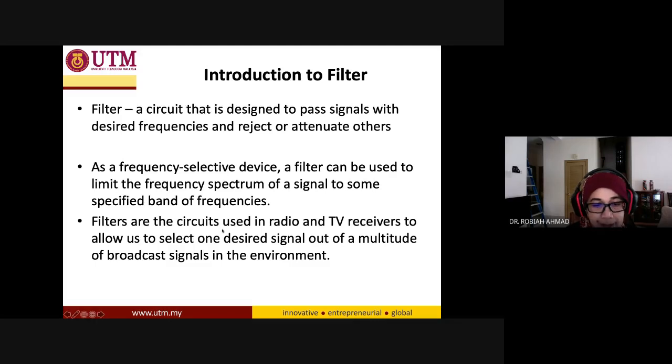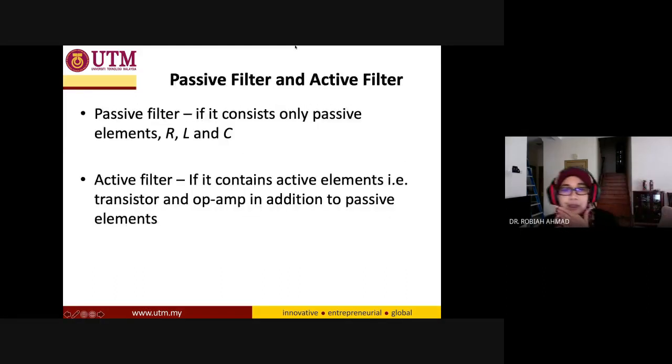Filters are the circuits used in radios and TV receivers to allow us to select one desired signal out of a multitude of broadcast signals in the environment. Everyone gets TV, right? Online TV. So when you choose a particular station or particular signals, you are actually playing with the value of the resistance so that you can get the particular frequencies that suit that channel. So for filters, we have what we call passive filter and active filter.